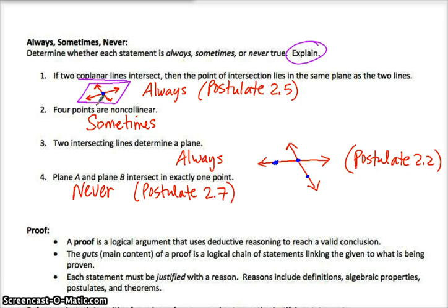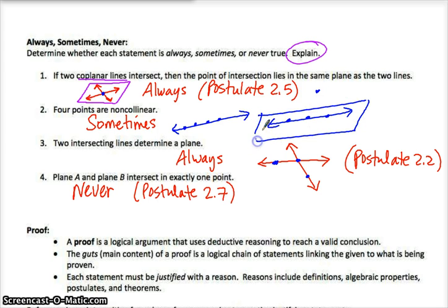Number 2, it says 4 points are non-collinear. Well, can I draw 4 points being collinear? Sure. Do 4 points have to be non-collinear? No. But could they be non-collinear? Of course. Right? This could be a plane here, and this could be in a different plane going on right here.